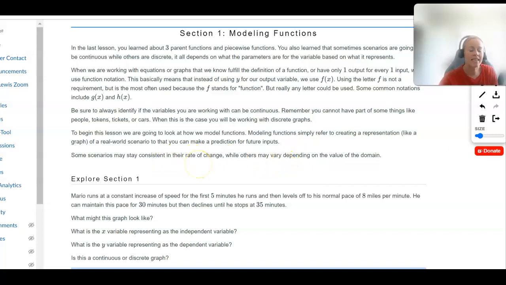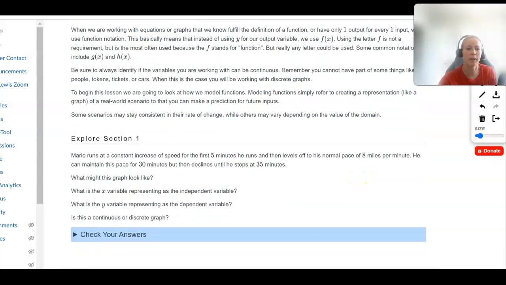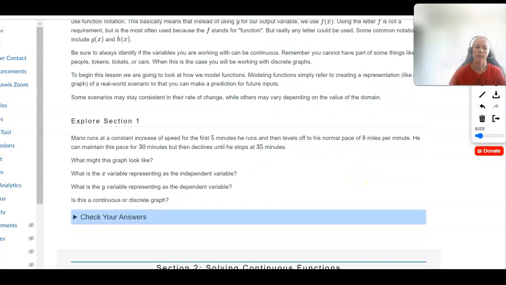Some scenarios may stay consistent in their rate of change. Others may vary depending on the value of the domain. So let's look at this one. Mario runs at a constant increase of speed for the first 5 minutes he runs. Then he levels off to his normal pace of 8 miles per minute. He can maintain this pace for about 30 minutes, but then he declines until he stops at 35 minutes. I want you to pause this video, grab a piece of paper, and draw a little graph of what you think this graph is going to look like. Take just a second, pause the video.